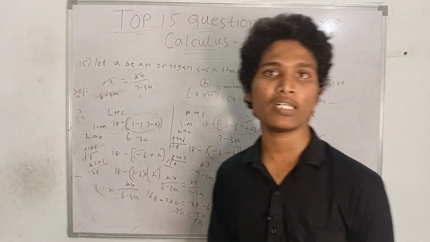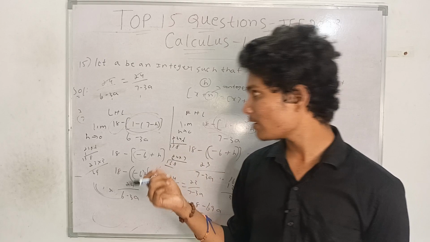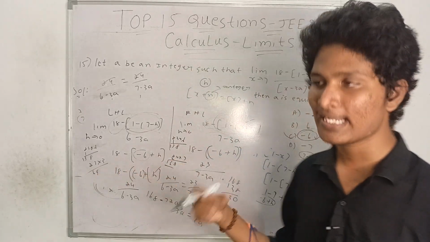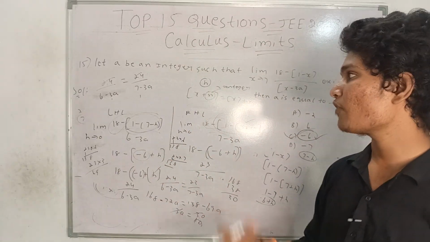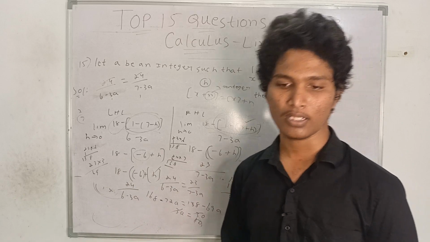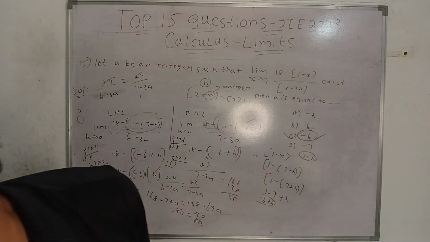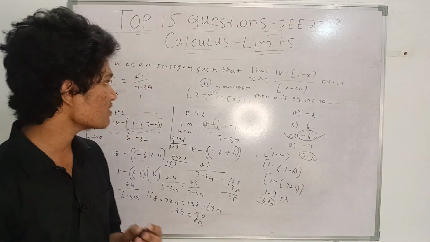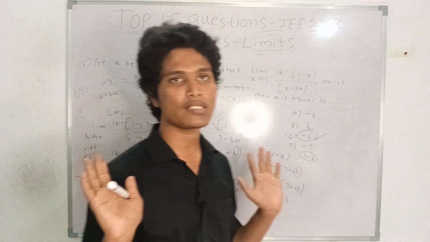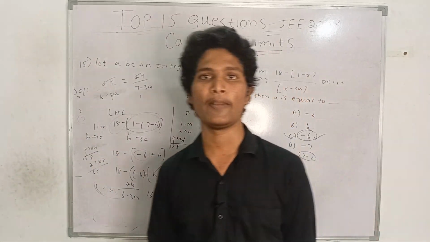If there is any confusion, comment below. I will explain this question again in the next session, that is, the next continuity and differentiation session. If you have any doubt, comment in the comment section. I will take the doubt and I will recheck, because this thing is really confusing, because this greatest integer we have to solve very clearly.